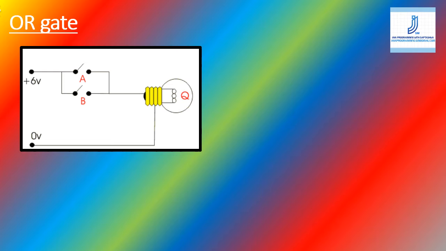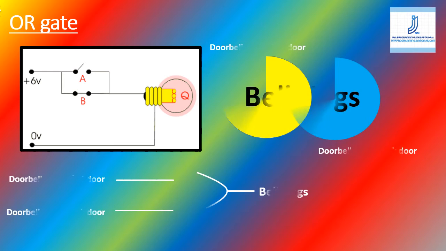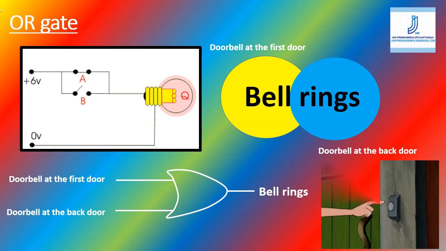Now let us consider another example. Suppose in your home there are two bells, one at the front door and another at the back door. If someone rings the bell at the front door, the bell will ring. And if someone rings the bell at the back door, then also the bell will ring. And if by chance two people come at the same time, one at the front door and one at the back door, and ring the bell, then also the bell will ring. This is how an OR gate works.